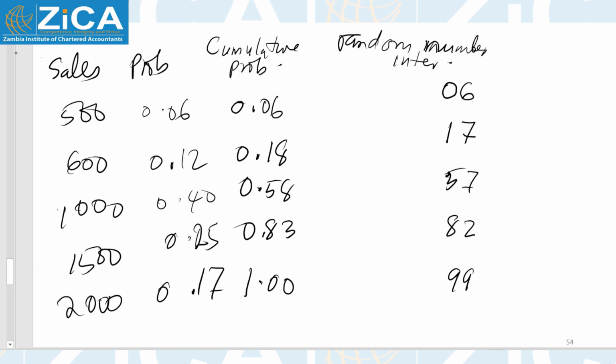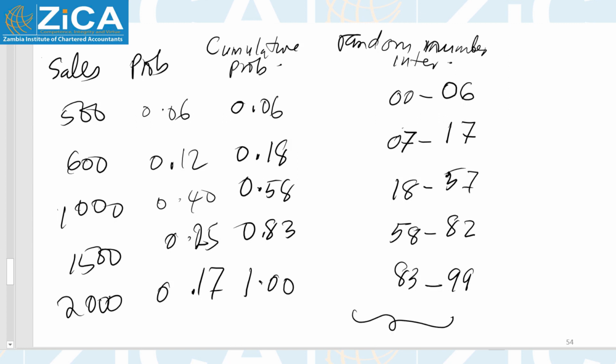So here you have 6 values in this interval. We started at 00, so this will be 06, this will be 17, this will be 57, this will be 82, and this will be 99. This is the probability distribution table, and this will help you to generate the numbers.